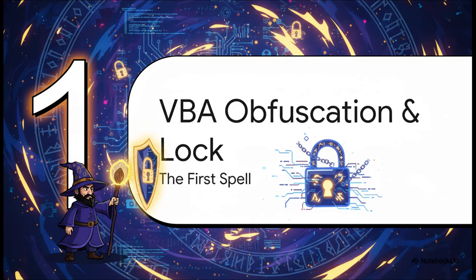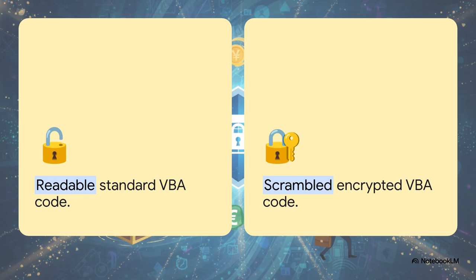Section 1. VBA Obfuscation and Lock. The first spell. Okay, before protecting the data, we absolutely must secure the brain of your operation, the actual VBA code. Standard readable developer logic might look clean to you, but it's basically an open door for thieves. But through the magic of obfuscation, that exact same logic becomes scrambled, encrypted, and completely unreadable. It literally turns into an unsolvable puzzle for anyone trying to reverse engineer it.